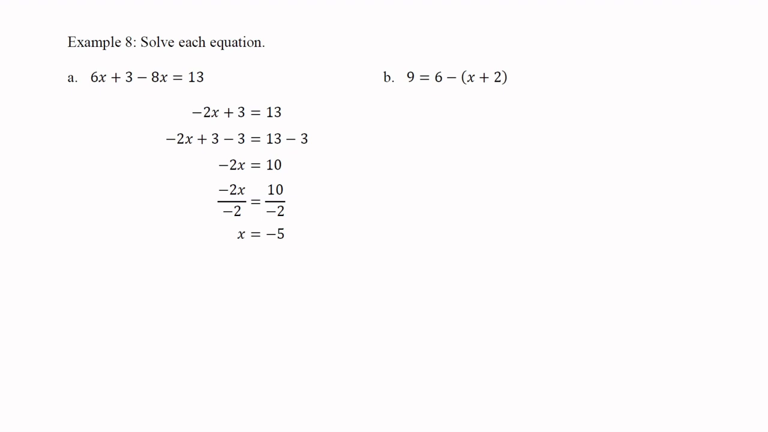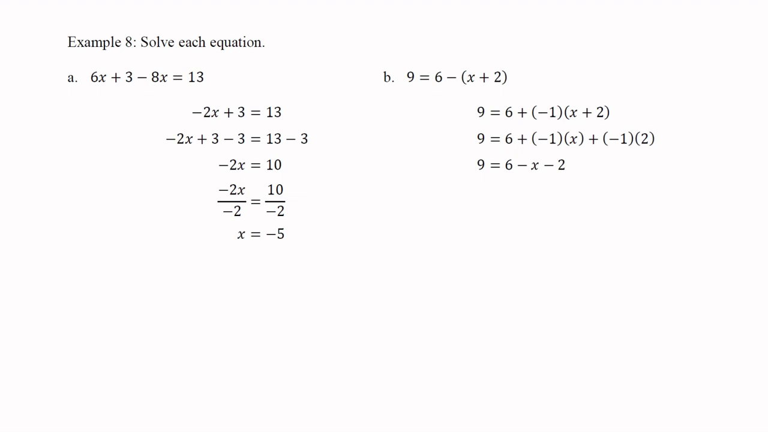Now for b, we are going to use the distributive property. It's not quite clear yet, but that negative sign outside of the parentheses is the same as saying negative 1 times what's in that parentheses. Remember, minus is the same thing as plus a negative. So we've got 6 plus negative 1 times x plus 2, and we're going to distribute that negative 1 to the x, and we're going to distribute the negative 1 to the 2, like so. And then that leaves us with 6 minus x minus 2.